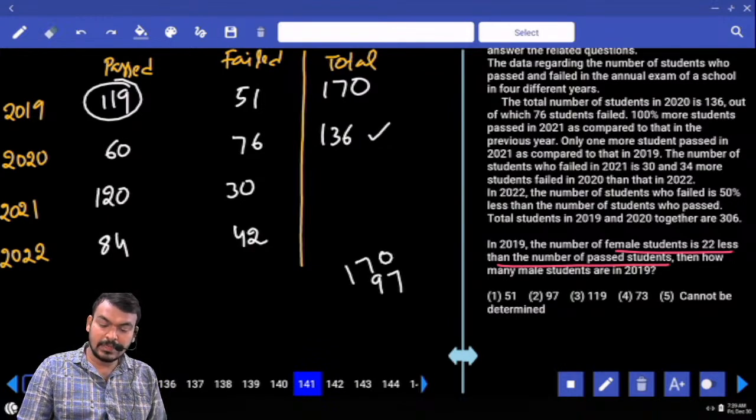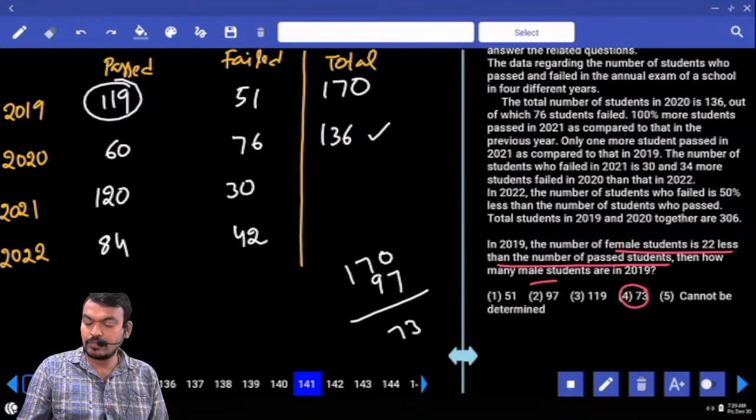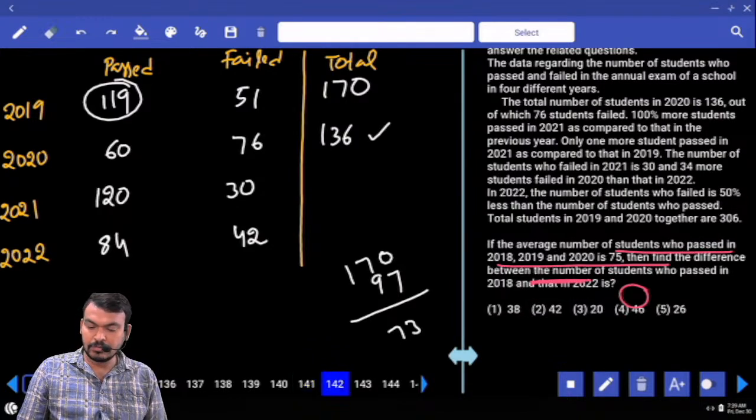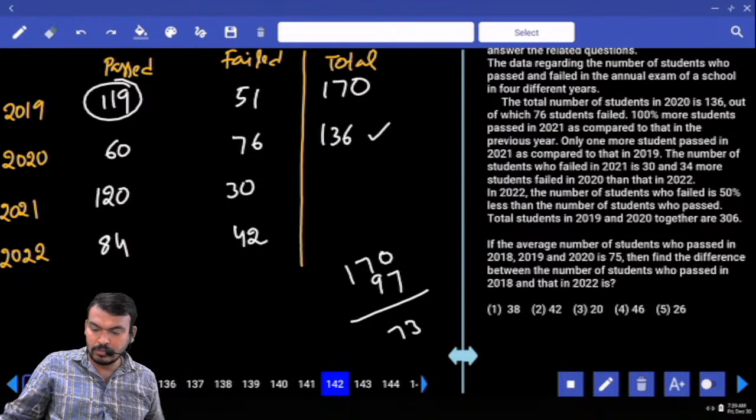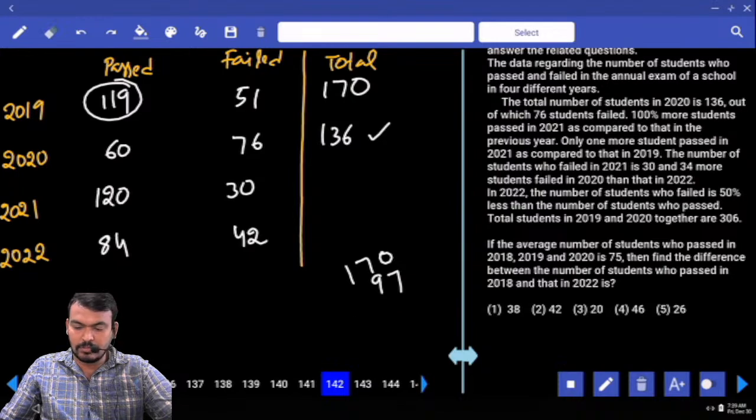170 minus 97 are how much? 73. That 73 are which one? Male students or female students? Male students.